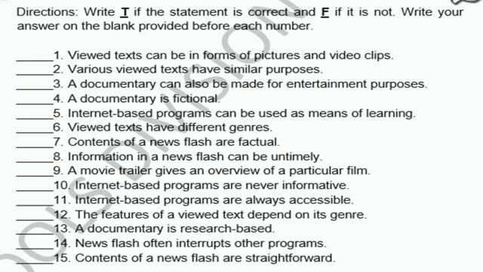Number 7, contents of a news flash are factual. Number 8, information in a news flash can be untimely. Number 9, a movie trailer gives an overview of a particular film. Number 10, internet-based programs are never informative. Number 11, internet-based programs are always accessible. Number 12, the features of a viewed text depend on its genre.